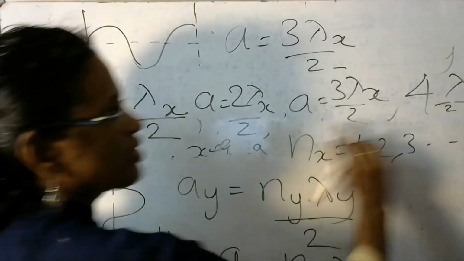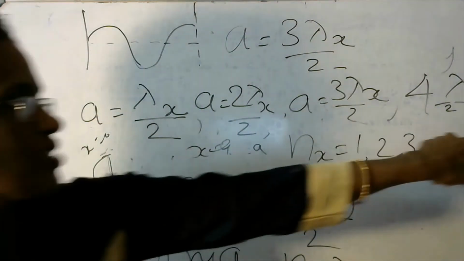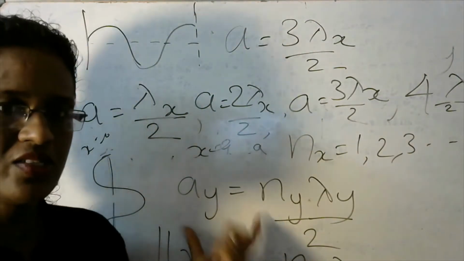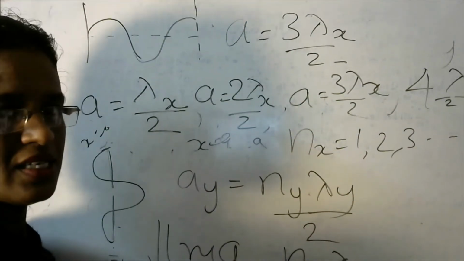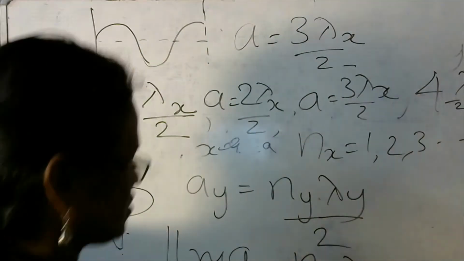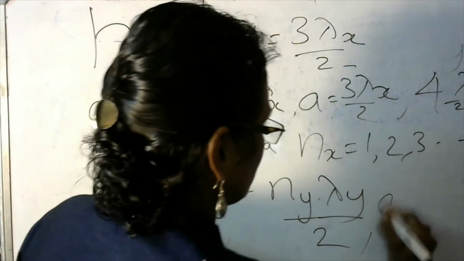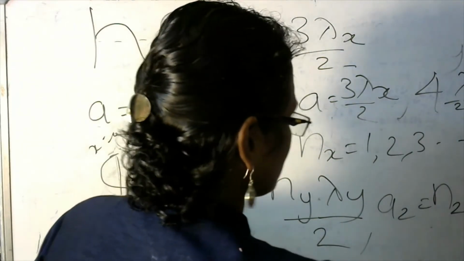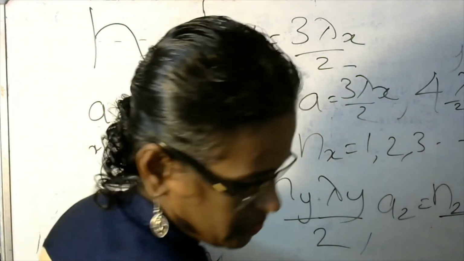Here I approximate as nx lambda x by 2 for all the waves propagating along the x direction. This is for the y direction, and this is for the z direction: az is equal to nz lambda z by 2.